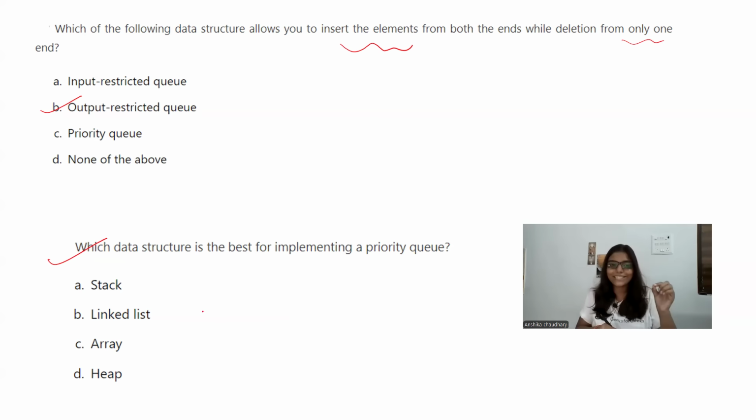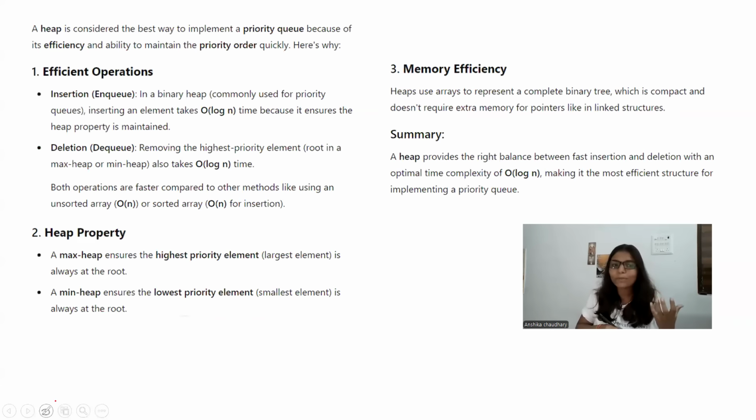So let me tell you that stack, linked list, array, and heap can all be used for implementing the priority queue, but it is asking for the best. So heap is best. Why? Because it provides us memory efficiency, like log of n time complexity will be there, and it is also space optimized. It also provides space optimization, right? And here you can see memory efficiency.